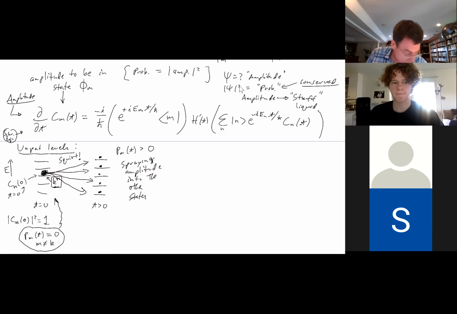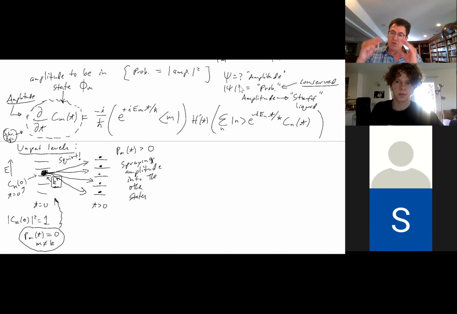I like to think of it as we're starting in some initial state, and, well, one way to think about it is that this equation is telling us how the time rate of change of the amplitude for the mth state is changing in time. So let's take a close look at the mth state.